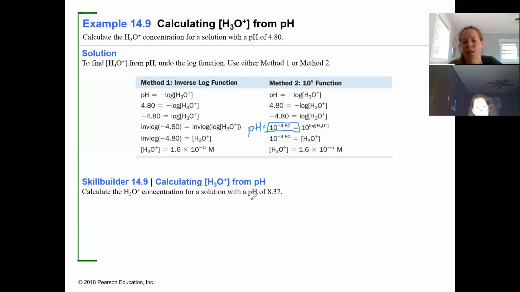Do one more down here. Here's a pH of 8.37. I want you to calculate the H3O plus concentration. It is literally the same thing that we just did, just a different number.